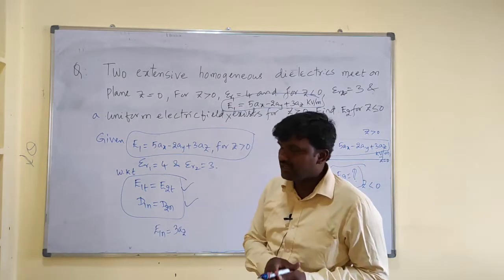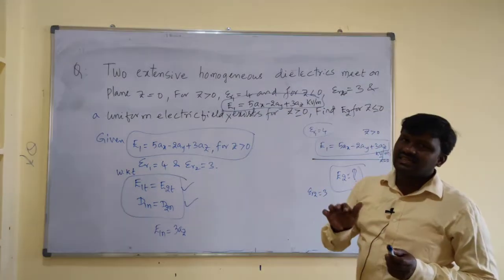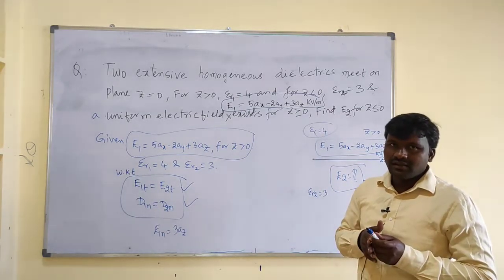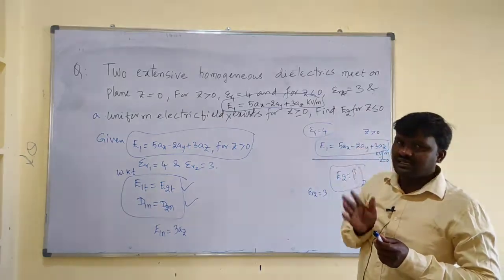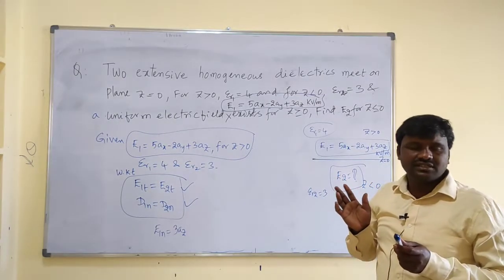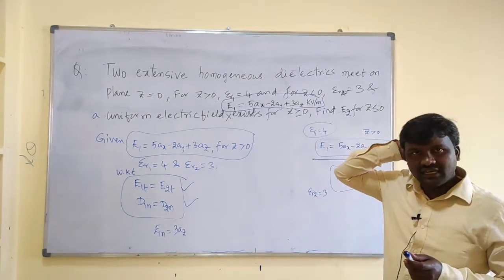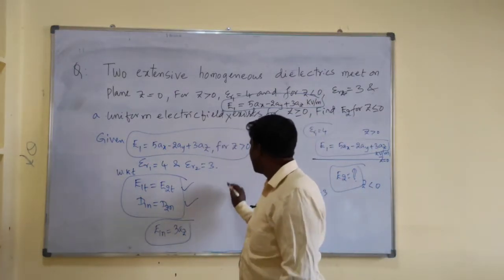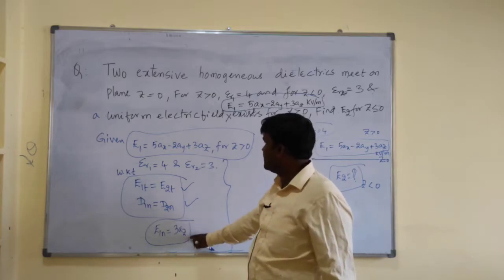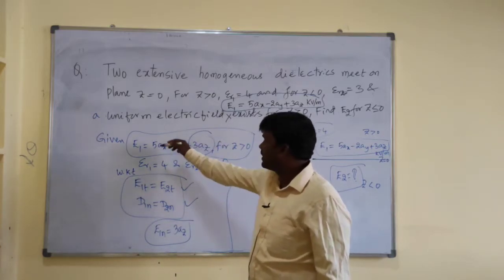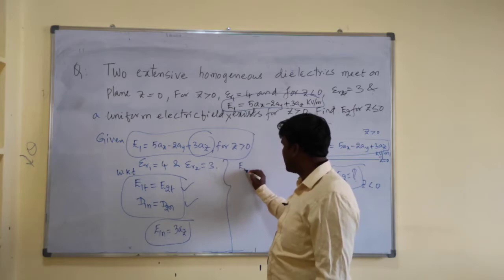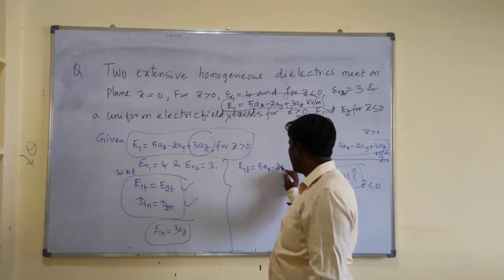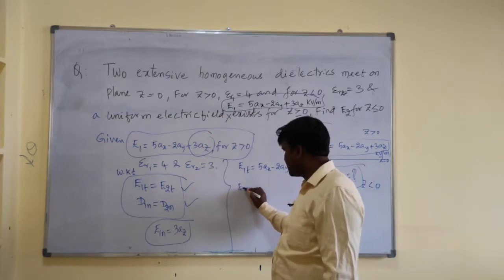It is a simple technique. If they mention x less than 0, x greater than 0, then the normal component should be along x. If it is y less than 0, y greater than 0, the normal component is along y only. So, as that is the normal component, what about the tangential component? The remaining part is the tangential component. So, E1t is nothing but 5ax minus 2ay. Therefore, what is E2t?